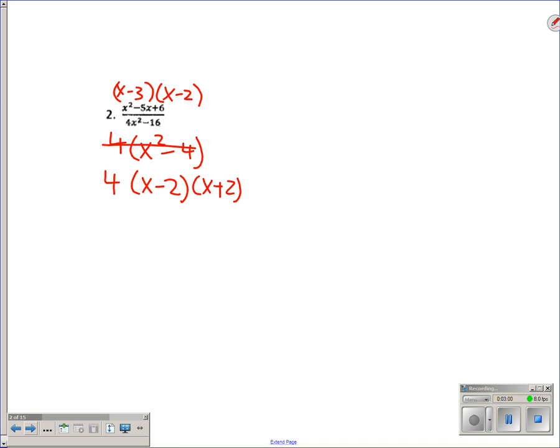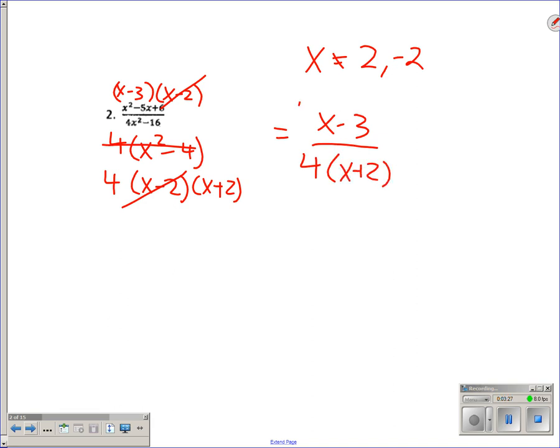Once you're factored, I think this is a good step to go ahead and label the restrictions. So, what can x not equal? Well, in this case, it's the numbers that make the bottom 0, and that's 2 and -2. Okay? Alright, so how does this problem simplify? Well, we have an x minus 2 on bottom and an x minus 2 on top. So that reduces to x minus 3 on top divided by 4 times x plus 2 on bottom. There we go.